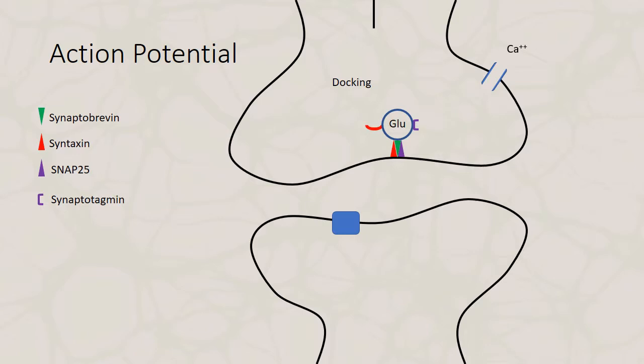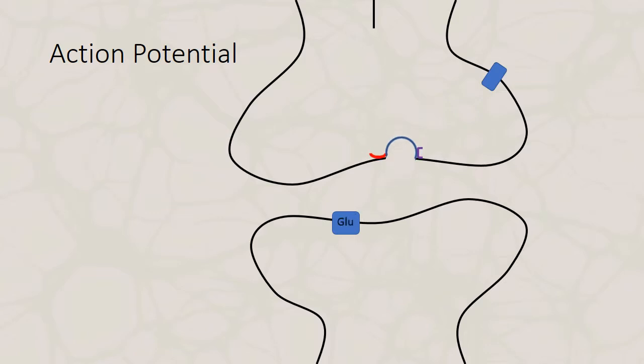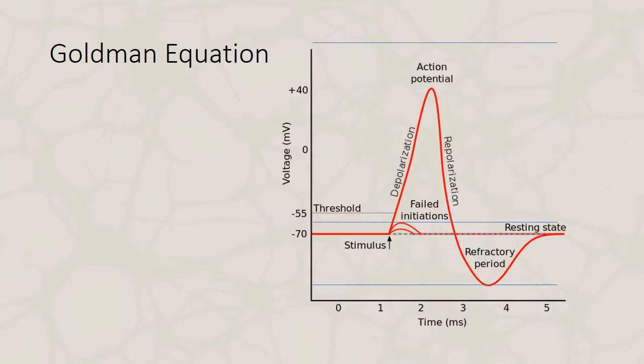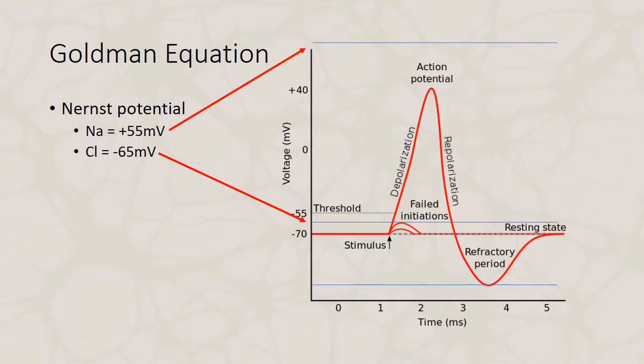After docking, the calcium can then bind to synaptotagmin, and this causes fusion of the vesicle to the terminal. And once fused to the terminal, it's then allowed to release the neurotransmitter, in this case glutamate. As far as some of the key players in the action potential, you have sodium, whose Nernst potential is 55, chloride, which is negative 65, and potassium, which is negative 90.